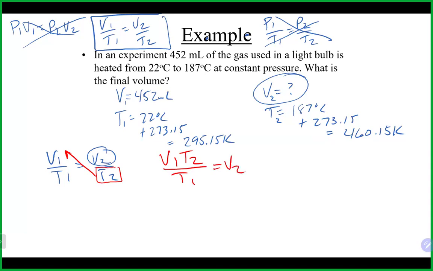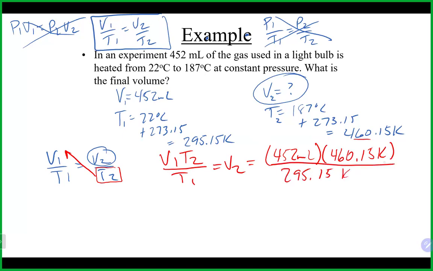And again, here we're just going to put everybody in the correct spot. V1 is 452 milliliters. T2 is 460.15 divided by 295.15. Kelvins are going to cancel, leaving milliliters, which is a volume, so that's good. So that's 452 times 460.15 divided by 295.15, and we end up with 705 milliliters in this case.